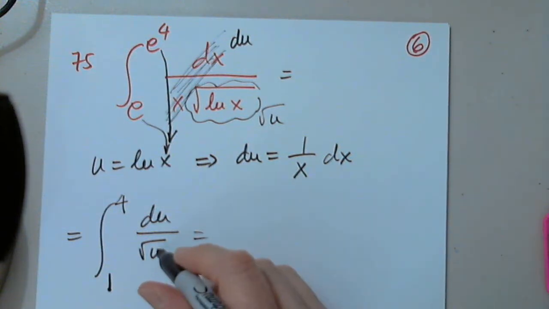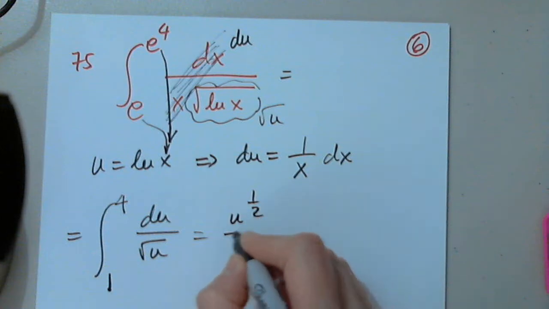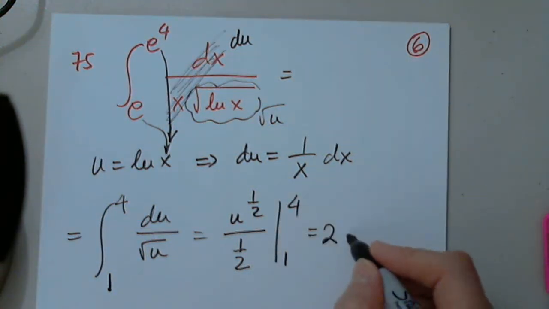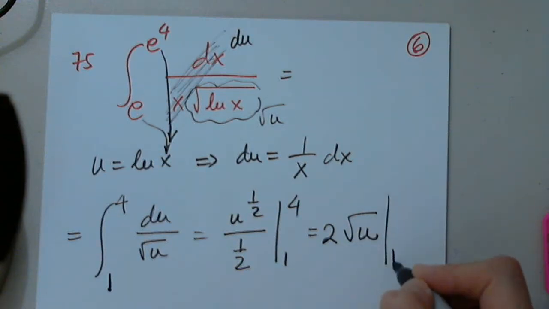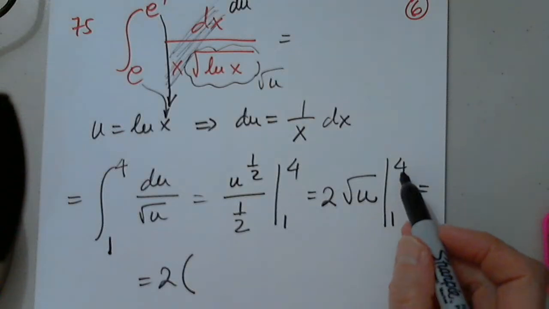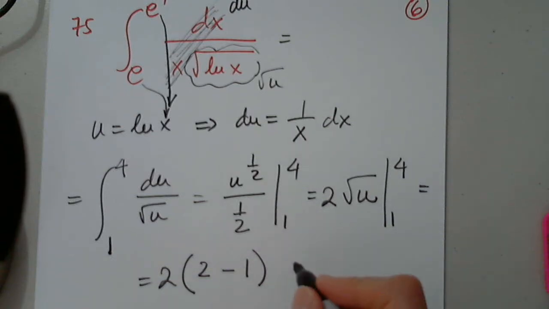Okay, so then this is u to negative 1/2 plus 1. So this will be u to 1/2 over 1/2 from 1 to 4. So 2, the square root of u from 1 to 4. 2 outside waiting patiently. The square root of 4, 2, minus the square root of 1, 1. 2 minus 1, 1 times 2.